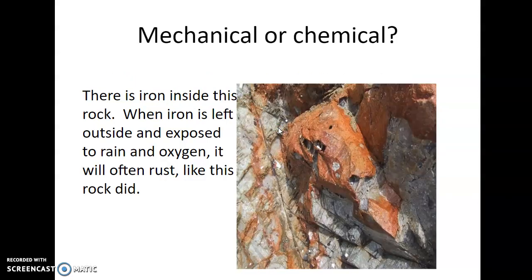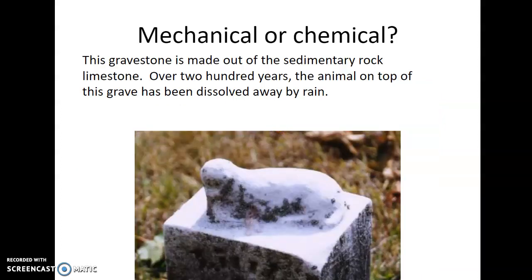There's iron inside this rock. When iron is left outside and exposed to rain and oxygen, it will often rust like this rock did. This is chemical weathering, so the composition of the rock is changing. This gravestone is made out of sedimentary rock, limestone. Over 200 years, the animal on top of this rock has been dissolved away by rain. Mechanical or chemical? Chemical.